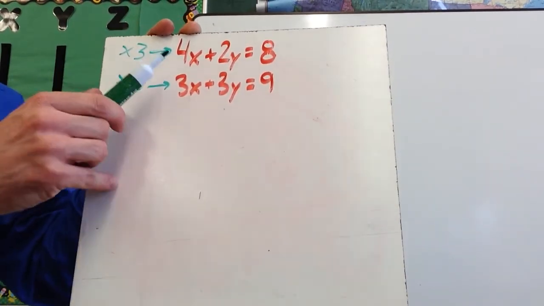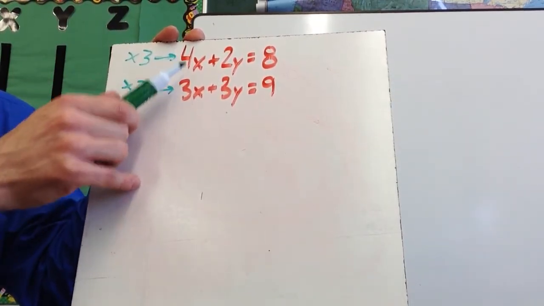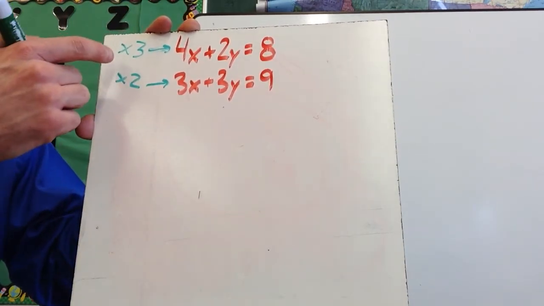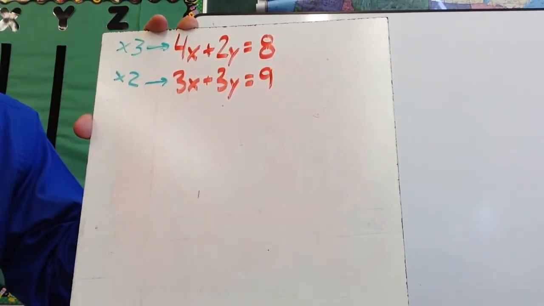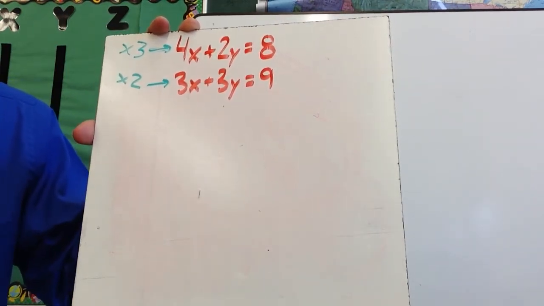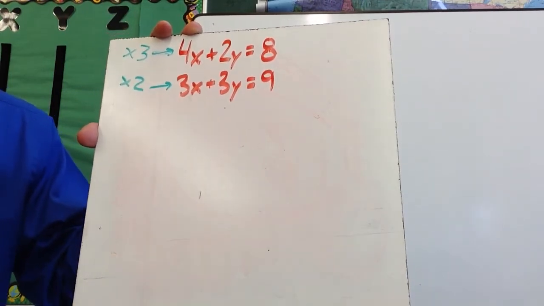Now, I could have multiplied this one times 3 and this one times 4, and I would have 12x, and those would be the same. The reason I chose not to do that is because by multiplying by 3 and by 4, I'm actually making the numbers even larger. So I'm just trying to keep numbers as small as possible. It doesn't necessarily make it more correct or less correct. It just is a different way, right?